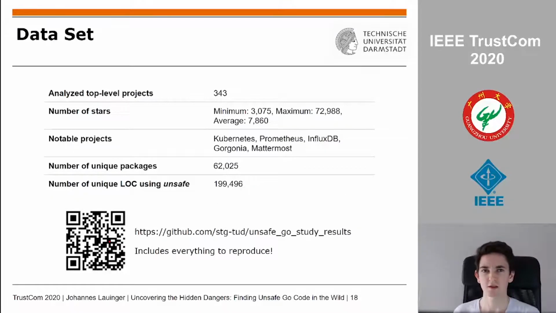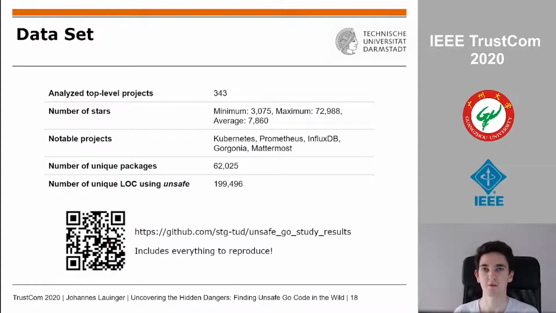Our dataset contains 343 of the projects because the remaining ones did either not compile on our machines or they did not yet use the Go module system, and therefore we were unable to automatically fetch the dependencies and do the analysis. The projects in our dataset are popular.